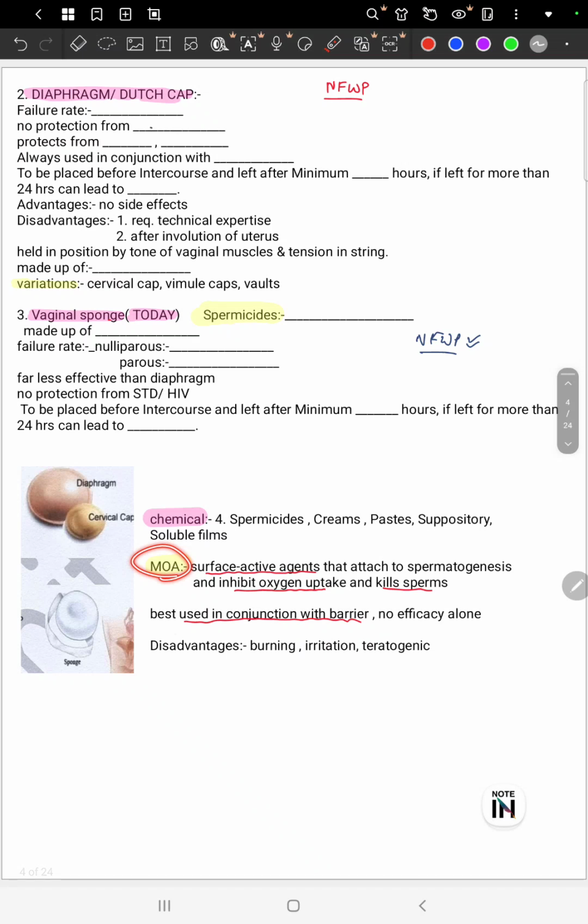What is the mechanism of action? These are the surface active agents. They attach to the sperms and inhibit the oxygen uptake and thereby killing the sperms. They're best used in conjunction with the barrier. So generally the spermicides are used with these diaphragm, cervical caps or the vaginal sponge, or they can be used with condoms as well, but no big difference. हालांकि they cannot be used alone because there is no efficacy. Disadvantages, it leads to burning sensation, irritation and it may be teratogenic for the women.